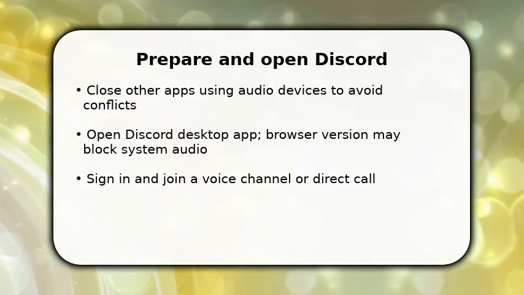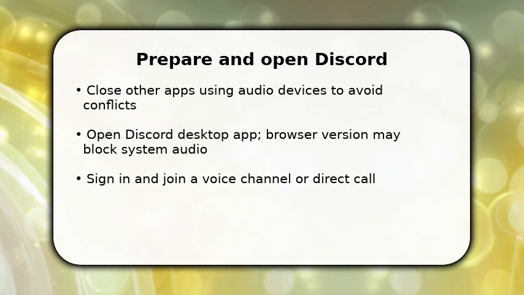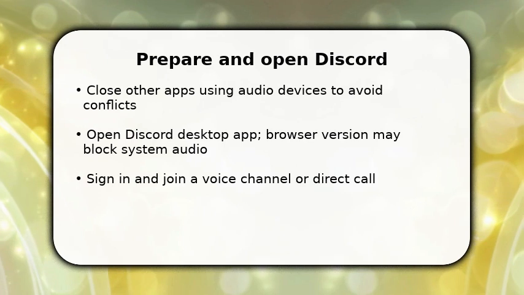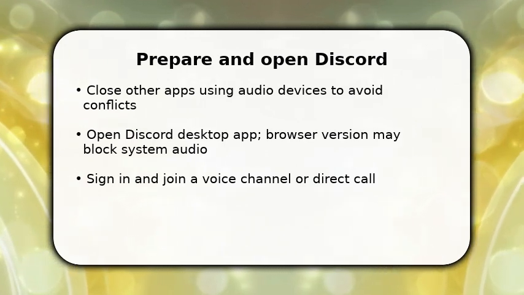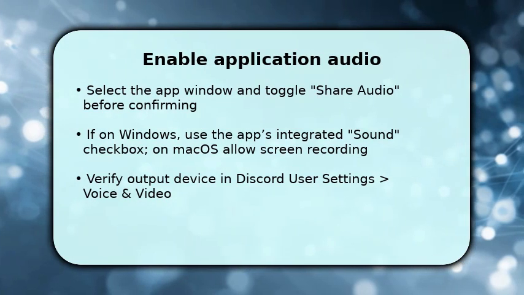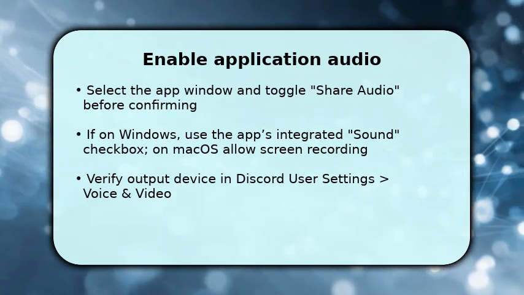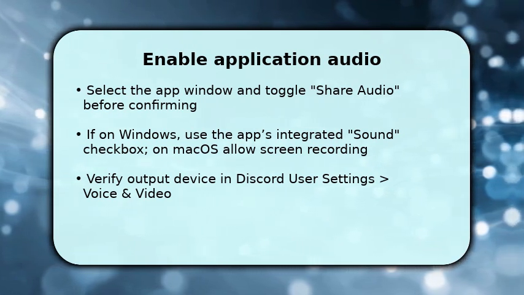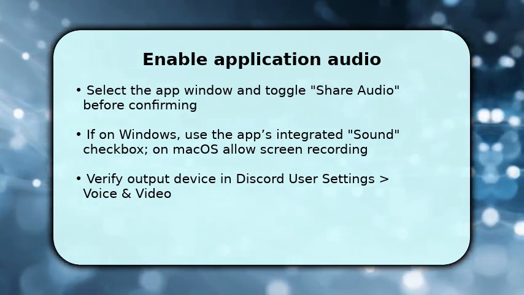Once done, select the Screen Share button and choose the specific application window you want to share rather than the entire screen to ensure discrete audio piping. Now focus on the Share dialog. Pick the exact application window and enable Share Audio. That single checkbox is the only way Discord will capture sound from an app.